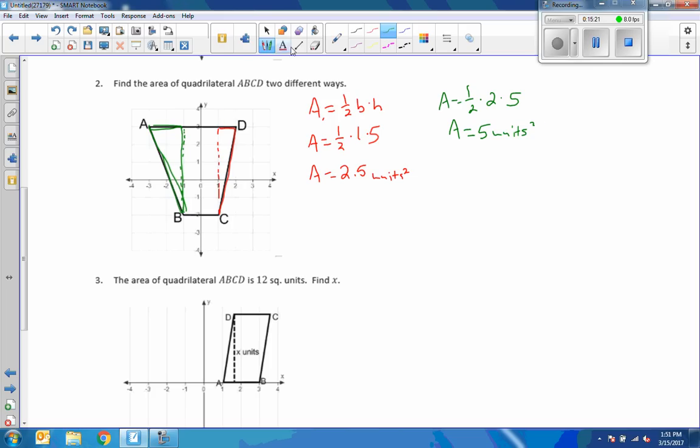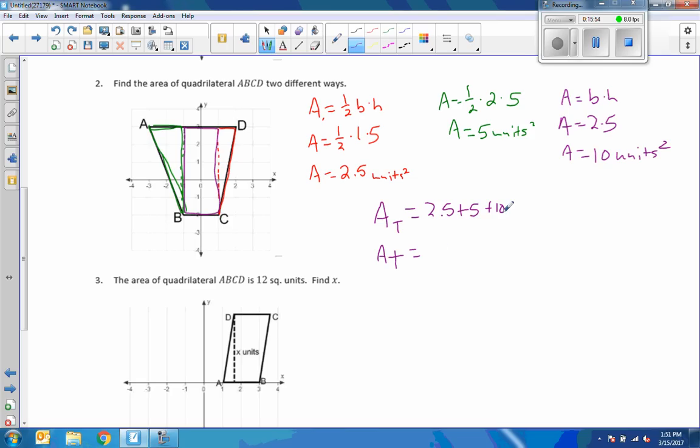So now I found those two, but look at what it created in the center. Perfect rectangle right here, with a width of 2 and a height of 5. So the area of a rectangle is base times height, which is 2 times 5. So the area is 10 units squared. So now that I have all three areas, I can just combine them. So the total area is 2.5 plus 5 plus 10, which is 17.5 units squared.